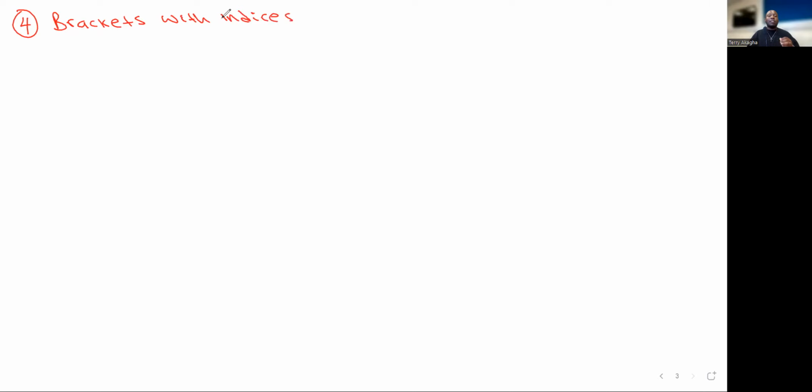Now, brackets with indices is something similar to what you know already, but I'm going to go over all the possible formats that this can come in, so that you'll be very conversant with it. So it's a raised to the power m, all raised to the power n. When you have an index in a bracket raised to a power, you multiply the powers together. So it's going to give you a raised to the power m times n, which is a raised to the power mn.